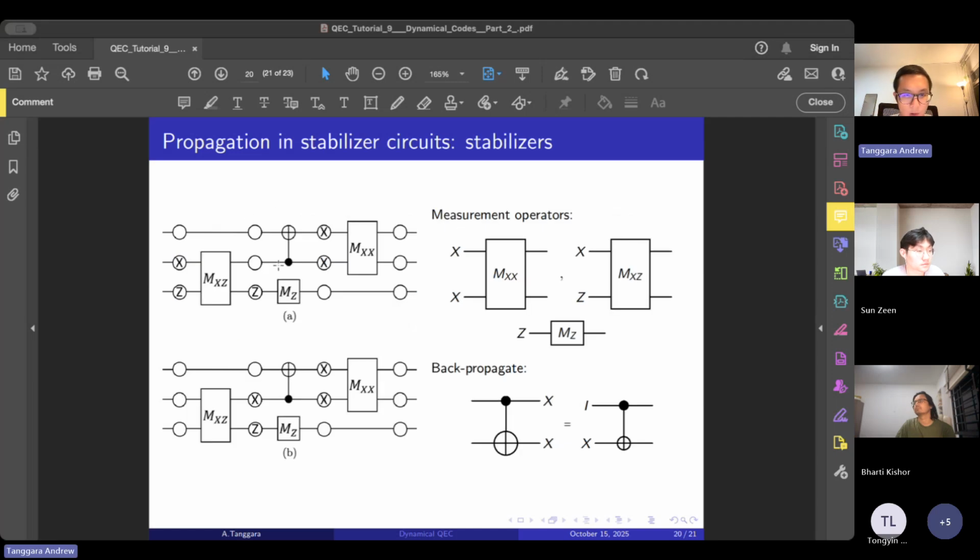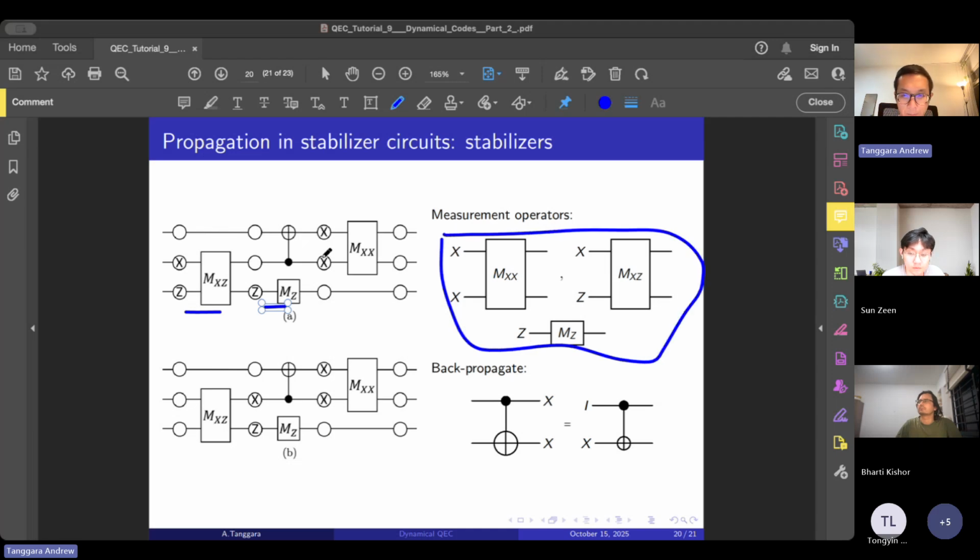So if we look at the circuit now, I can also take the operators of my measurements and put them in these locations in the circuit. If I do an XX measurement, I'm gonna put an XX on these two locations before I do the measurement, and do the same thing with Z and with these measurements as well. That's what happens here. And then I can back propagate all these Paulis.